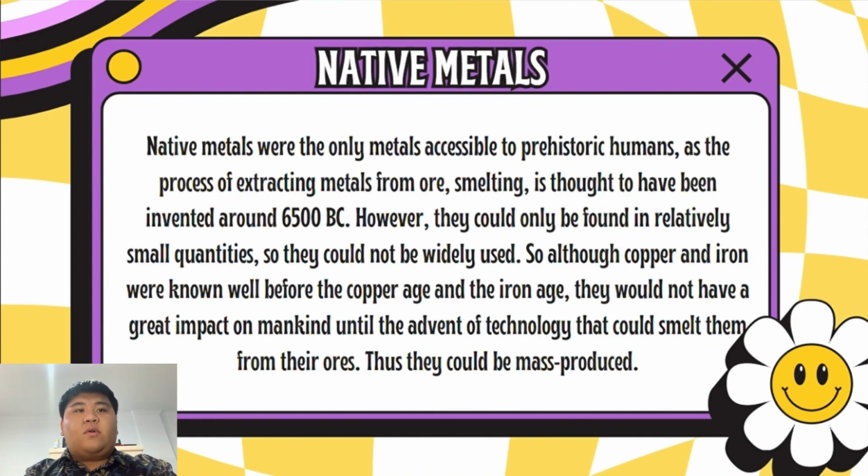So, although copper and iron were known before the Copper Age and Iron Age, they did not have a great impact on mankind until the advent of technology that could smelt them from the ore. Thus, they could be mass-produced.